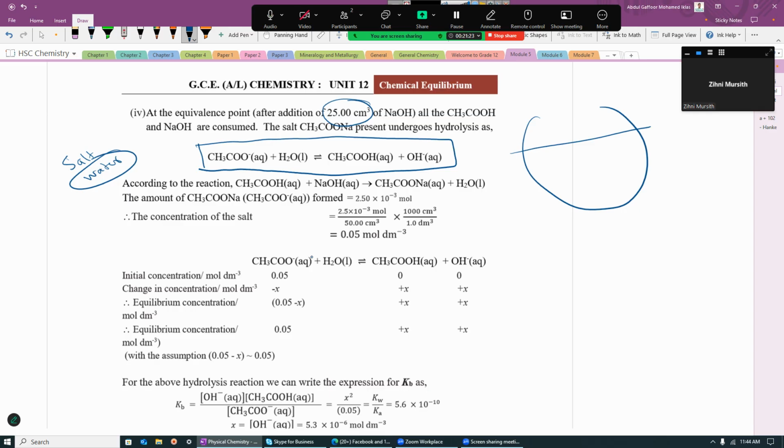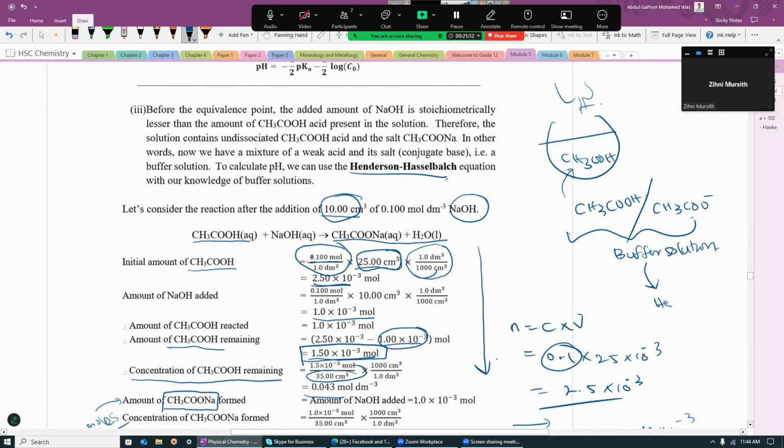Okay, so according to the reaction we have to again use this, right? So we have calculated the initial concentration of this CH3COOH. Right. So before that we have to find out the salt concentration, right? So the salt concentration, how can you calculate the salt concentration? That is going to be 2.5 into 10 power minus 3. This amount of salt has been formed. That is what we already wrote here.